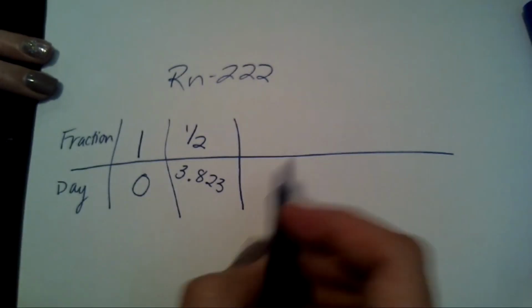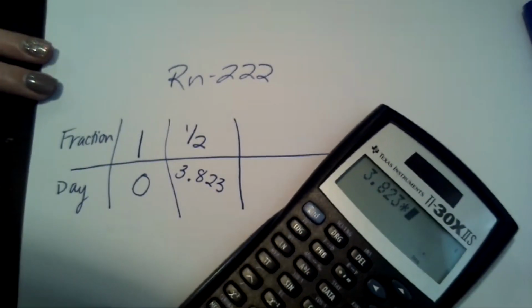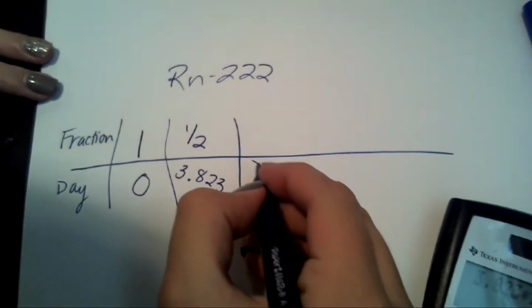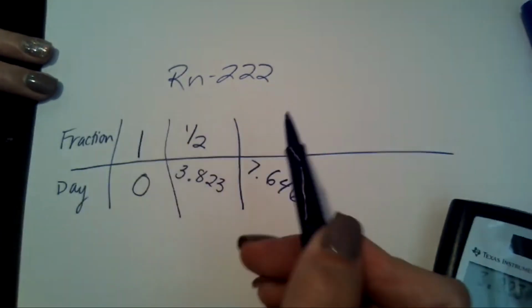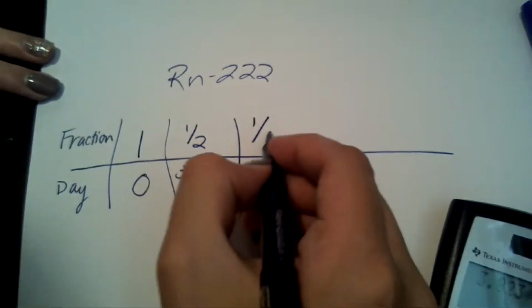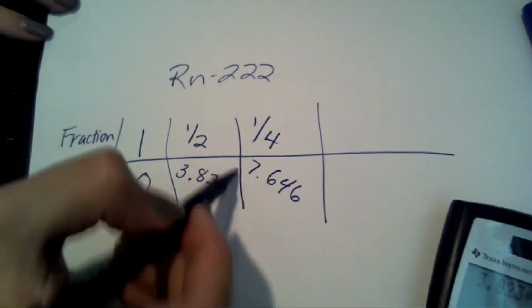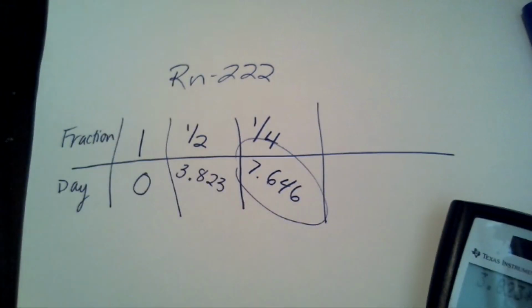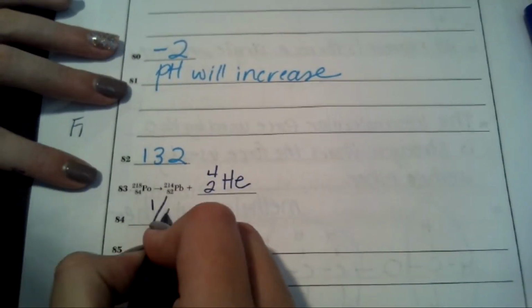And then in another 3.823 days, I'm going to add it up. 3.823 times 2. This will be the 7.646 days. This fraction gets cut in half again. So instead of being 1/2, it is now going to be 1/4. And the question only asked me to go out this far, which means that my answer is 1/4. And no, you cannot write it in a decimal because it asks you to write it as a fraction. So this is going to be 1/4.